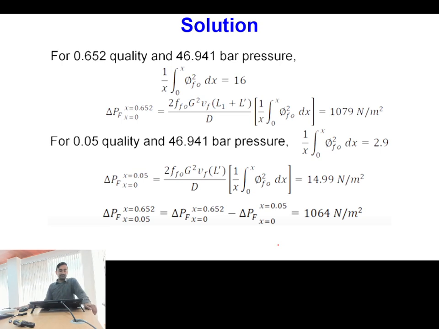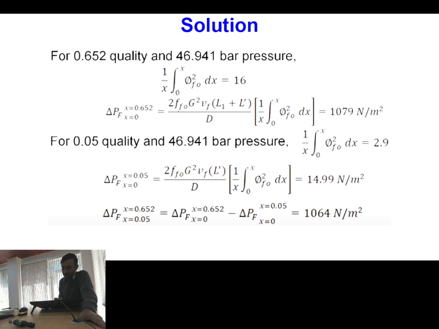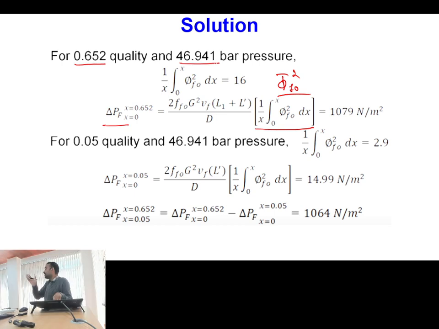Then what I need to do? I need to calculate my multiplier, because in this formula of friction factor, I also have this multiplier, phi bar FO square. So I need to calculate this multiplier. For calculating the multiplier, what is my exit quality? Exit quality is 0.652 and inlet pressure of the tube is 46.941 bar.